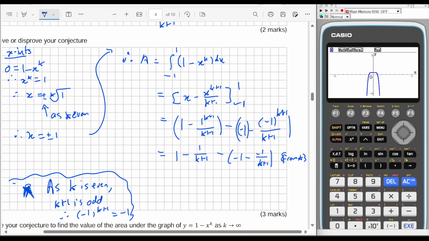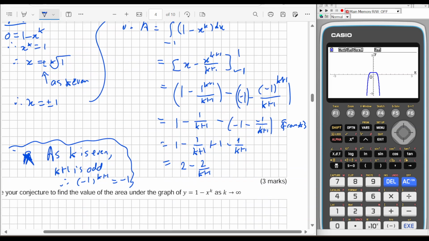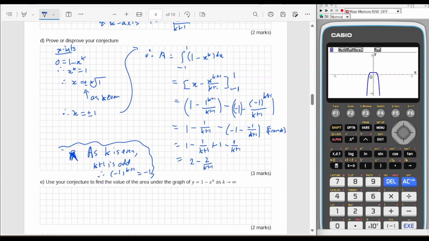Cool. And then we can just work through this. So 1 take 1 over k plus 1. This expands out to a plus 1. And then this last bit, 1, 2, 3 negative, so minus 1 over k plus 1. Okay, so this is a 2 take 2 over k plus 1. And then if we cross multiply, I'm going to run out of space. So this is 2 lots of k plus 1 take 2 over k plus 1. So this is a 2k plus 2 take 2 over k plus 1, which is 2k over k plus 1. There we go, we finished the proof.